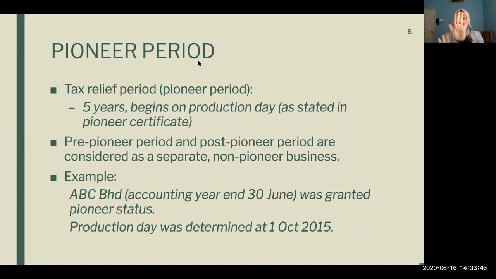So anything before the pioneer period, in this case pre-pioneer, is what we call the non-pioneer period. So under pioneer status, we have a period we call non-pioneer business and a pioneer business. Example: ABC Berhad, accounting year end 30th of June, granted pioneer status, and the production day was 1st October 2015.